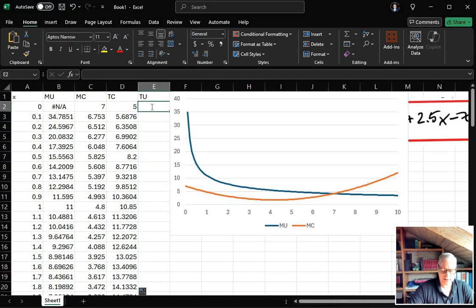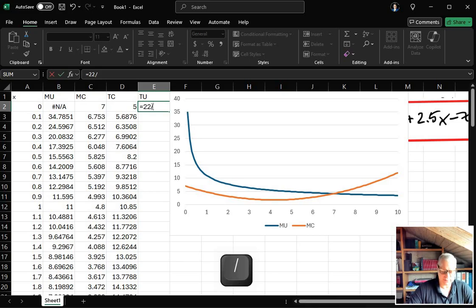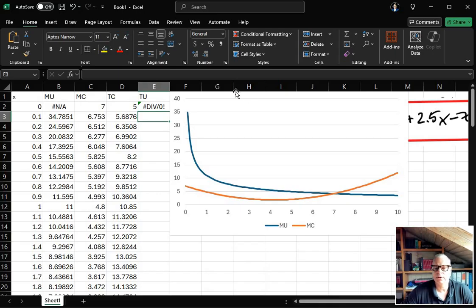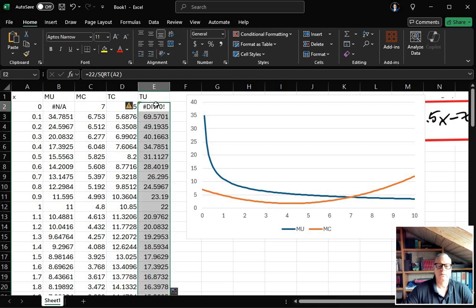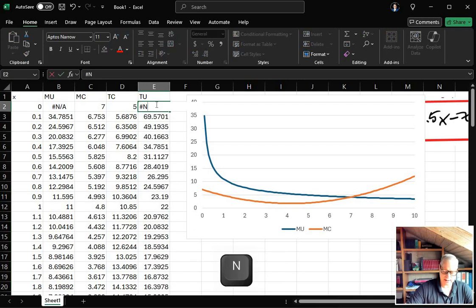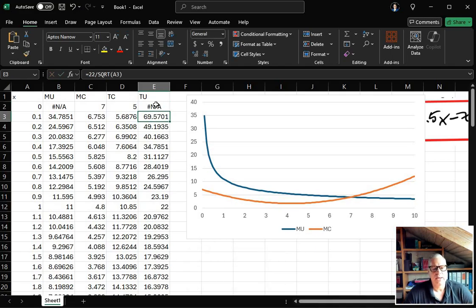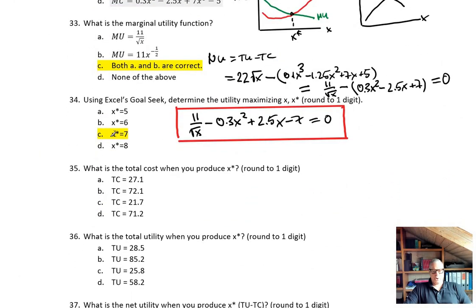And the total utility, that was equal to 22 divided by the square root of x. So now we get again an error, but that's because we can't divide by 0. And we'll just say again, NA. Okay, so now we can answer the other questions. Let's see what those were. So now we know the optimum was 7. What is the total cost when you produce x star, which is 7?